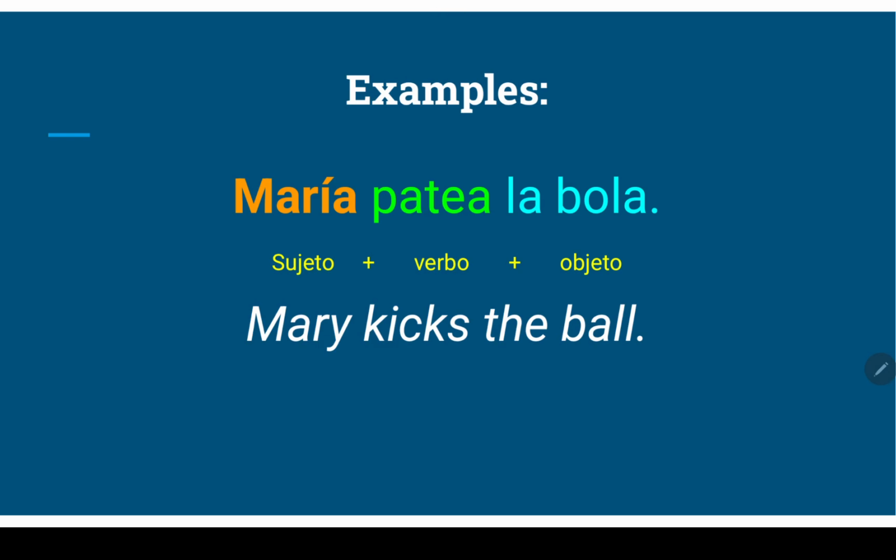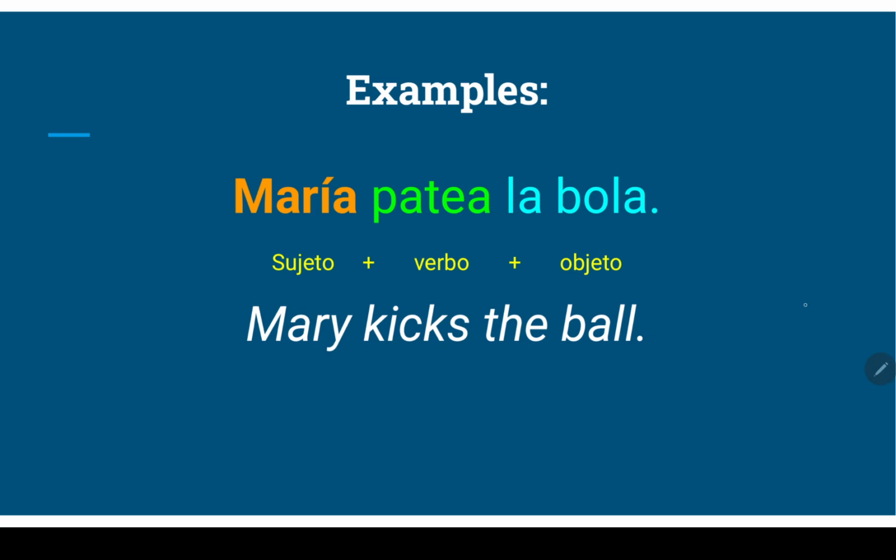Let's see this example. It says, María patea la bola. María es el sujeto, patea es el verbo, y la bola el objeto. So that means Mary kicks the ball. As you can see, la bola, the ball, is the thing that receives the action of María, Mary. So la bola is the object.